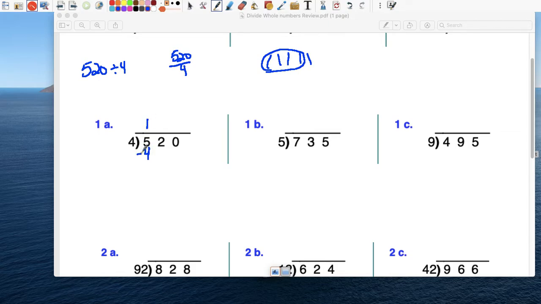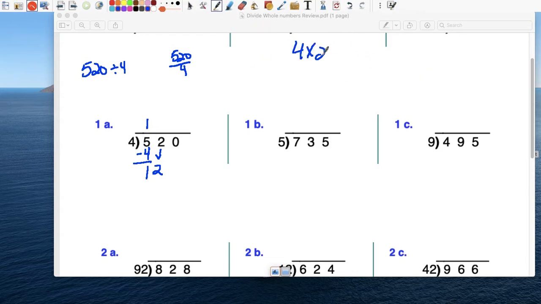Put a 4. Subtract. 5 minus 4 is 1. Bring the 2 down. How many times can 4 go into 12? So I don't know if you like this stick idea. I mean, if the number is small, 12 sticks I can do. But if it says to draw 300 sticks, I'm pretty sure you're not. Right? So the sticks can come in handy sometimes. Or you can do the times table.